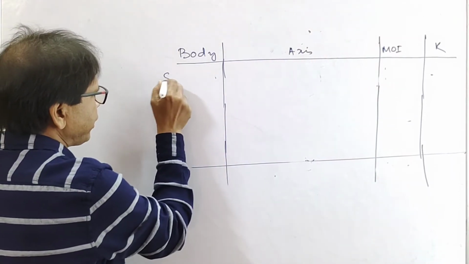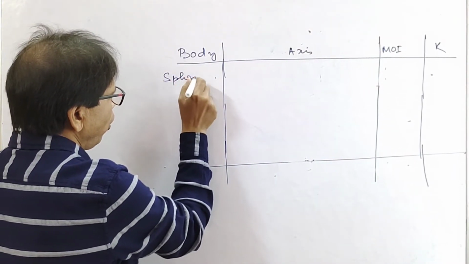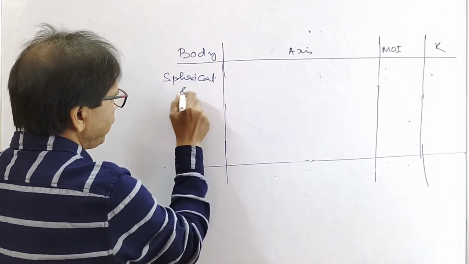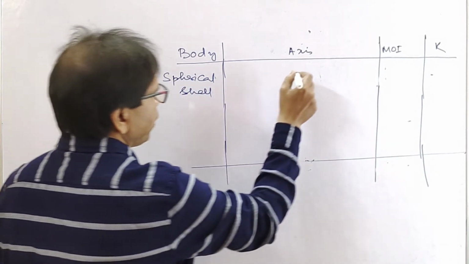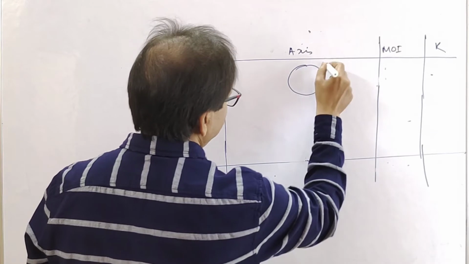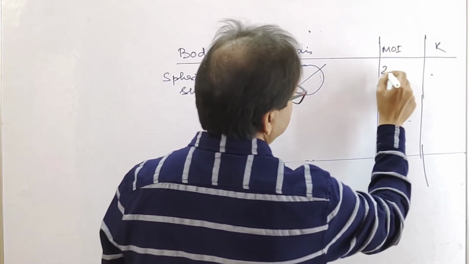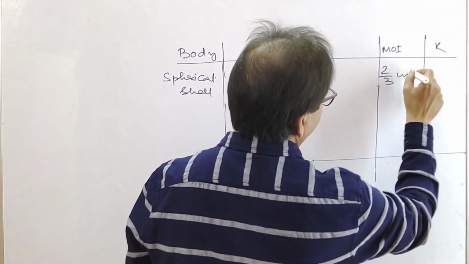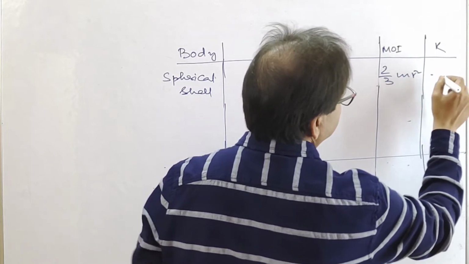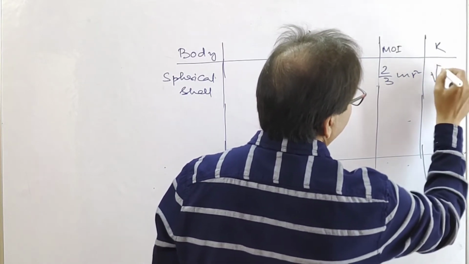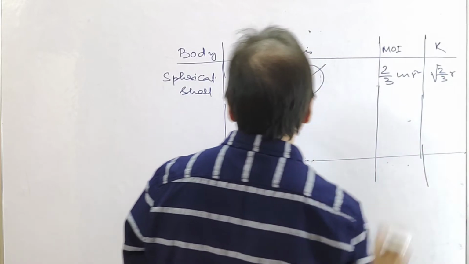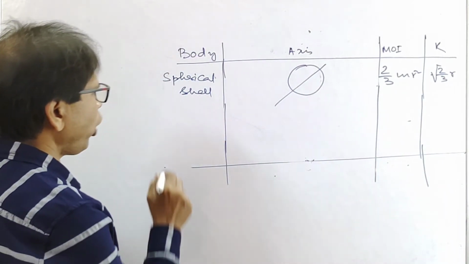Now look at this, the spherical shell or hollow sphere. Its axis is a diameter. Its moment of inertia is 2 by 3 mr square and its radius of gyration is root of 2 by 3 into r.